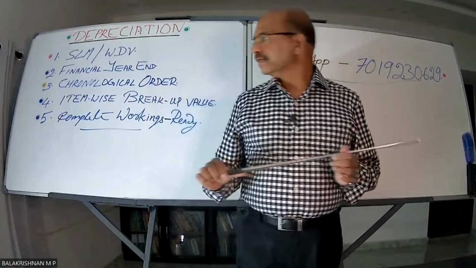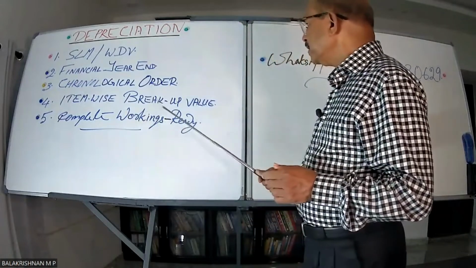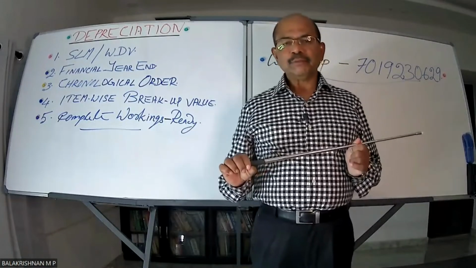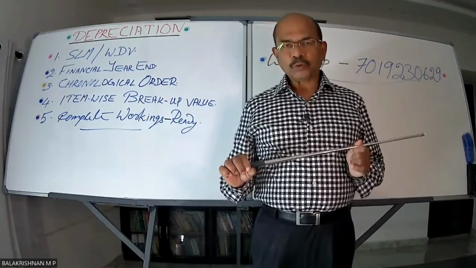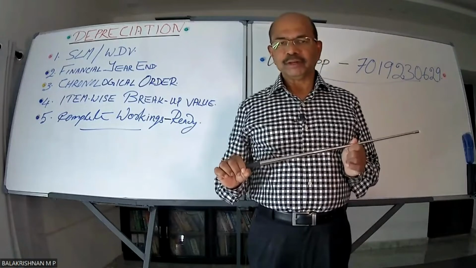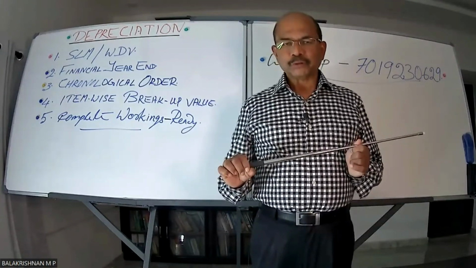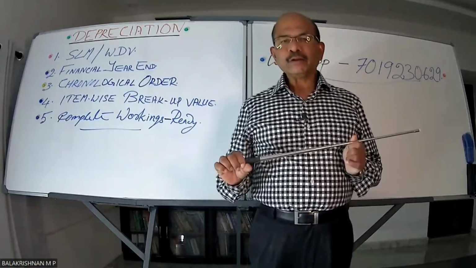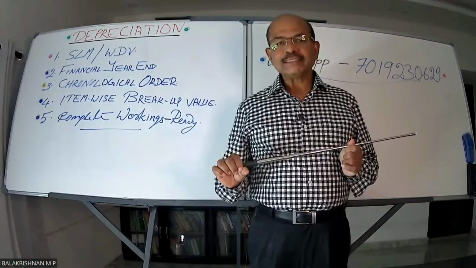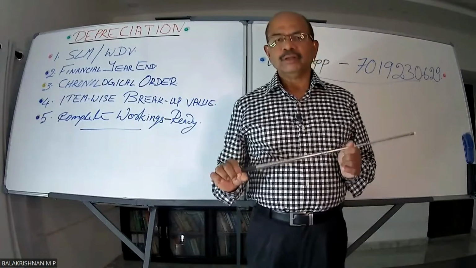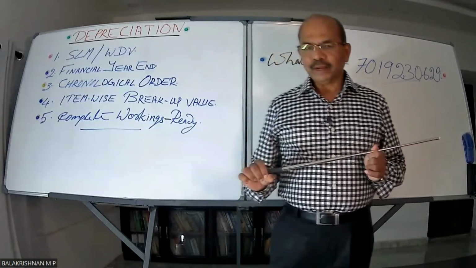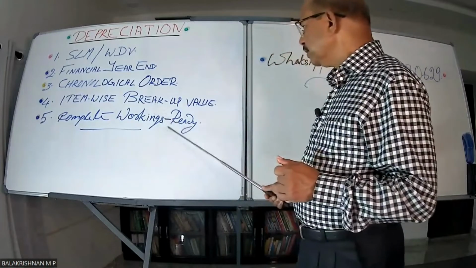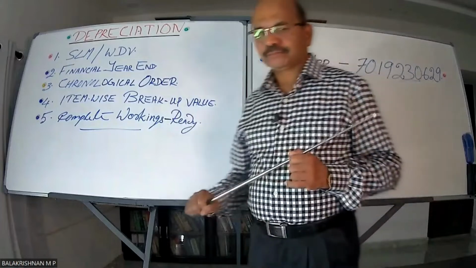Fine. Next one, item-wise breakup value. Invariably, there will be more than 1 or 2 items in respect of a particular asset account. Okay, so you kindly show the item-wise depreciation and also the item-wise balance carried forward. Well, this will be very clear to you when I will be working out 2 more sums for you. Thank you. And next one, complete workings ready.